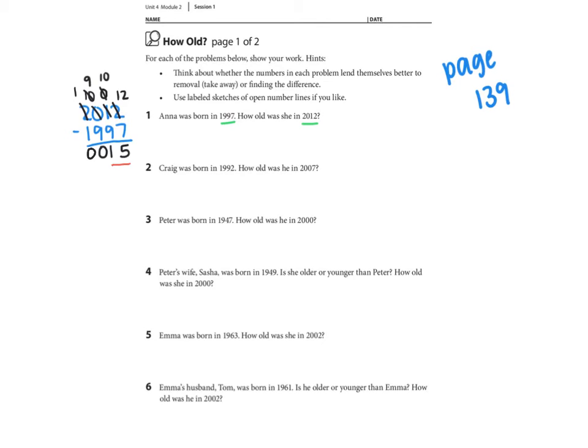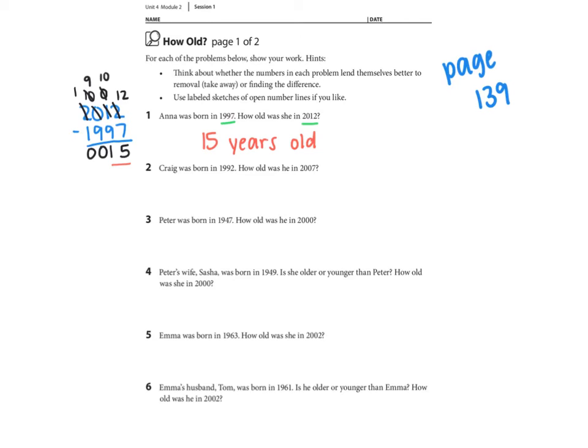So I'm going to write my answer, 15, and now I want to make sure that I put the correct label, so I'm going to reread the question. It says, Anna was born in 1997. How old was she in 2012? 15. I can put 15, but if I want to label it, I would put 15 years old, because that is how old she was in 2012.